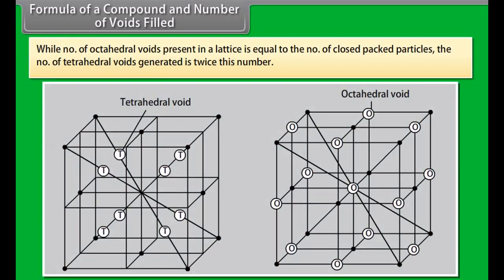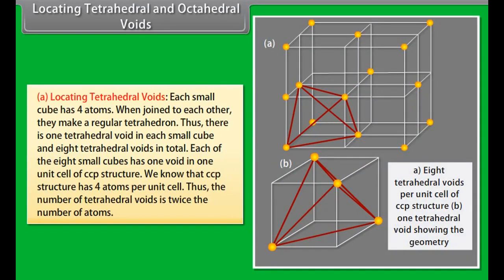Formula of a compound and number of voids filled. While the number of octahedral voids present in a lattice is equal to the number of close-packed particles, the number of tetrahedral voids generated is twice this number. Locating tetrahedral and octahedral voids. Locating tetrahedral voids. Each small cube has 4 atoms. When joined to each other, they make a regular tetrahedron. Thus, there is 1 tetrahedral void in each small cube and 8 tetrahedral voids in total. Each of the 8 small cubes has 1 void in 1 unit cell of CCP structure.